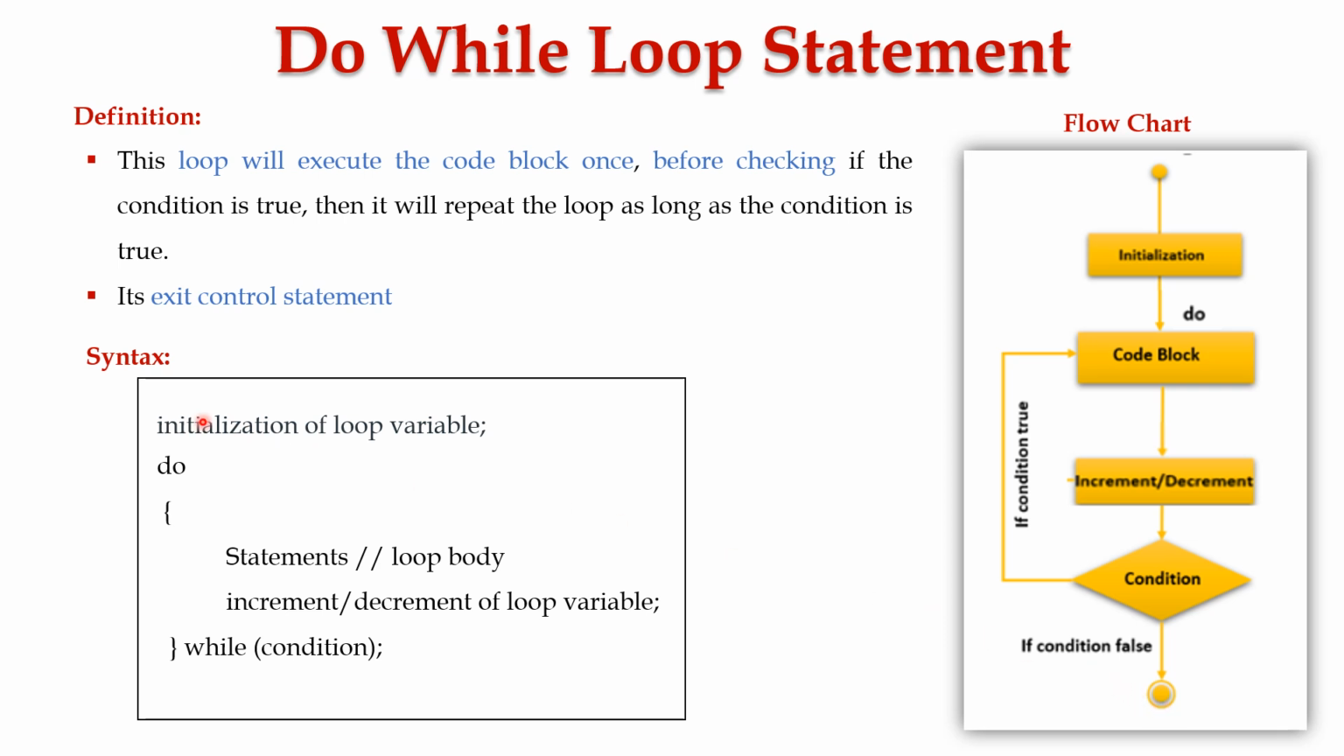Next, let's see the syntax for do while loop statement. First, we have initialization of loop variable. Then we have do statement followed by open curly parenthesis. Then we have do while loop statements followed by increment decrement of loop variables. And we have closed the curly parenthesis followed by while condition.